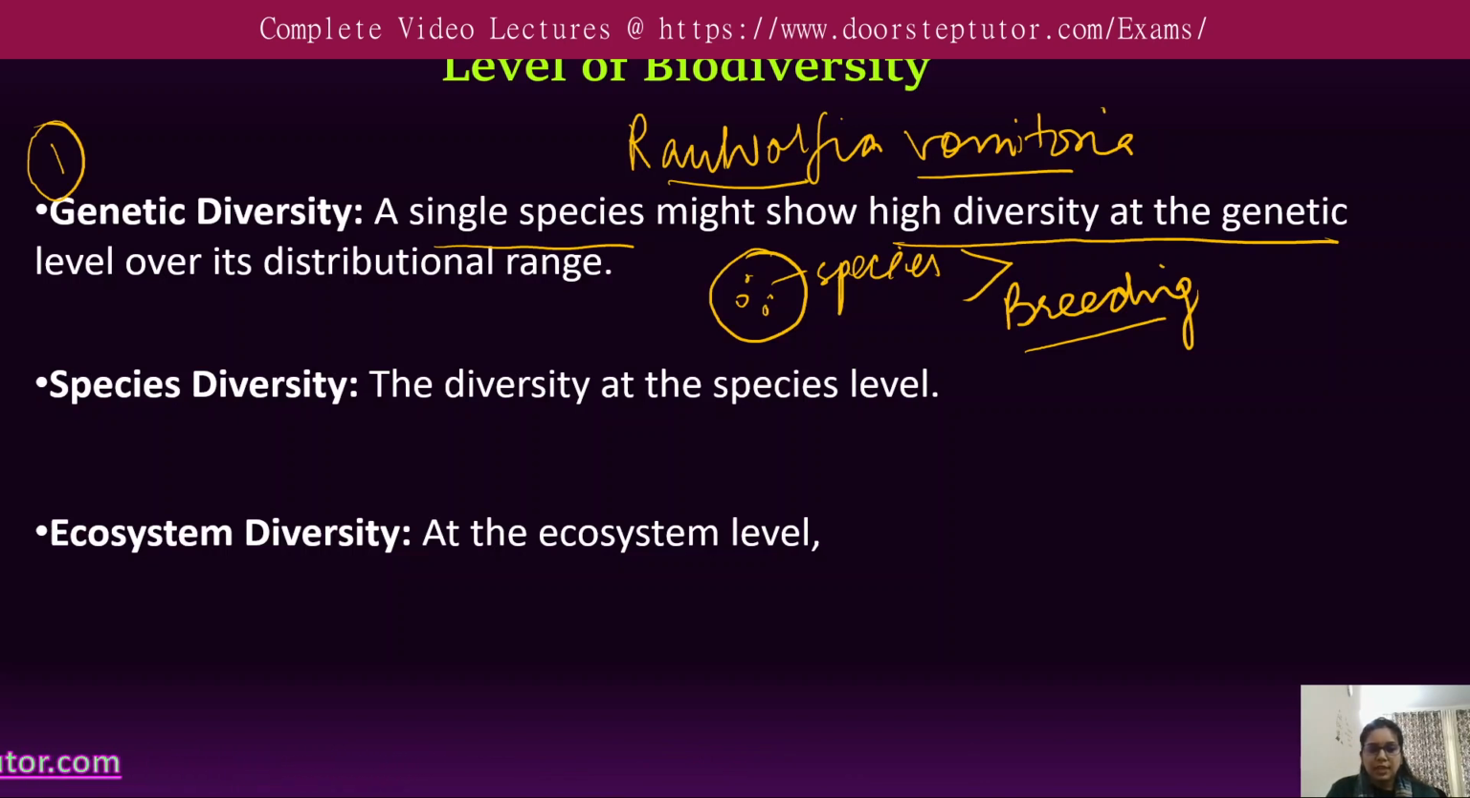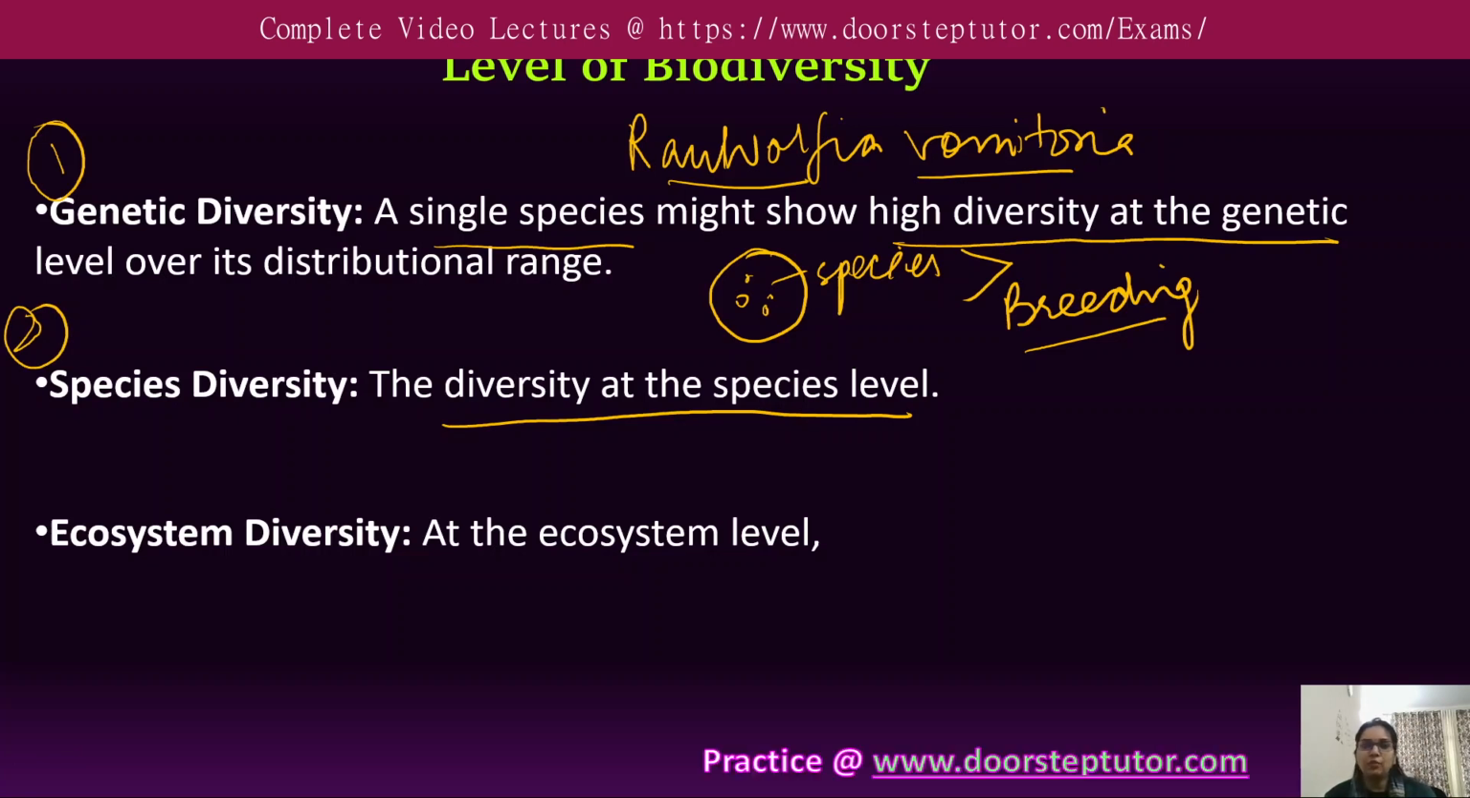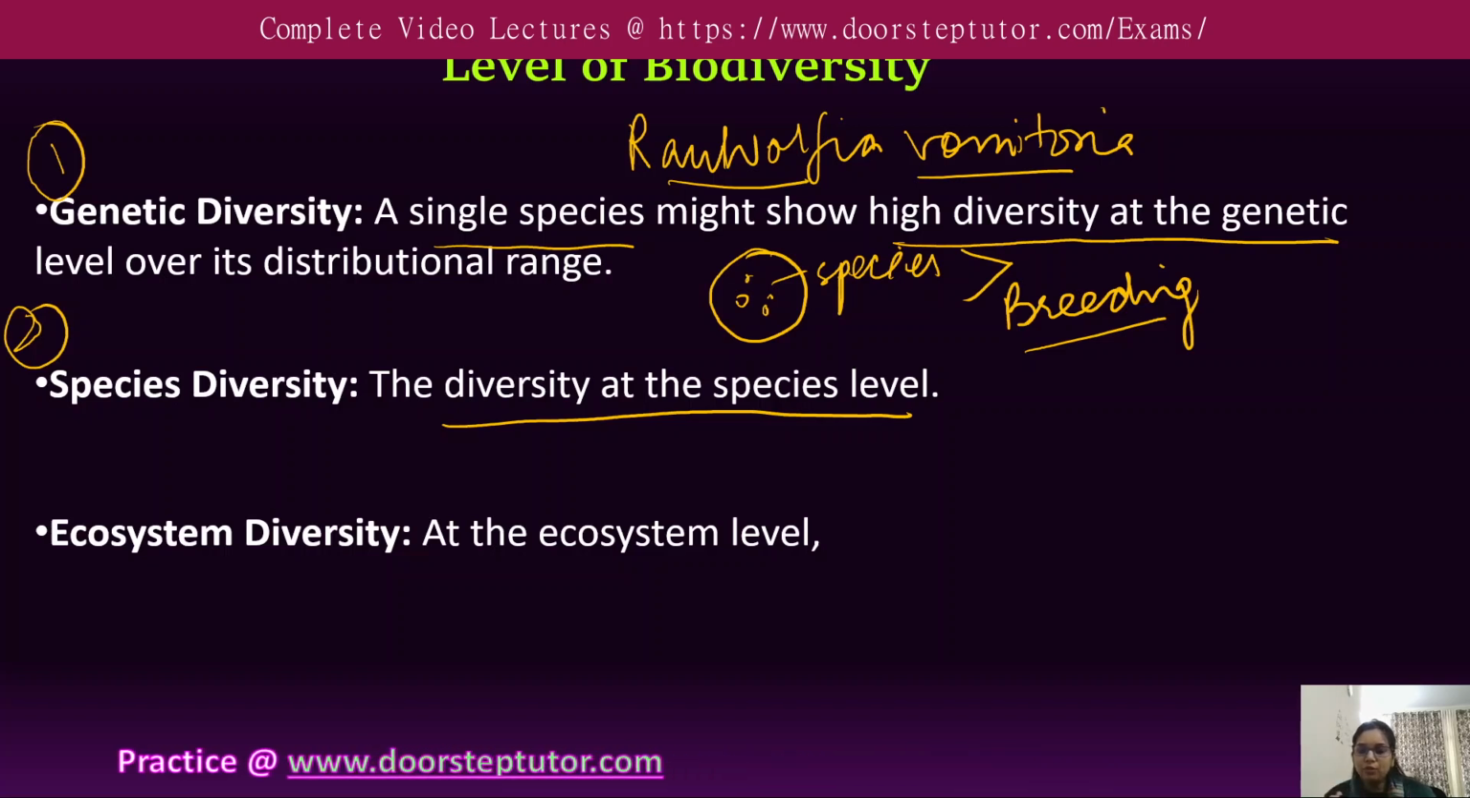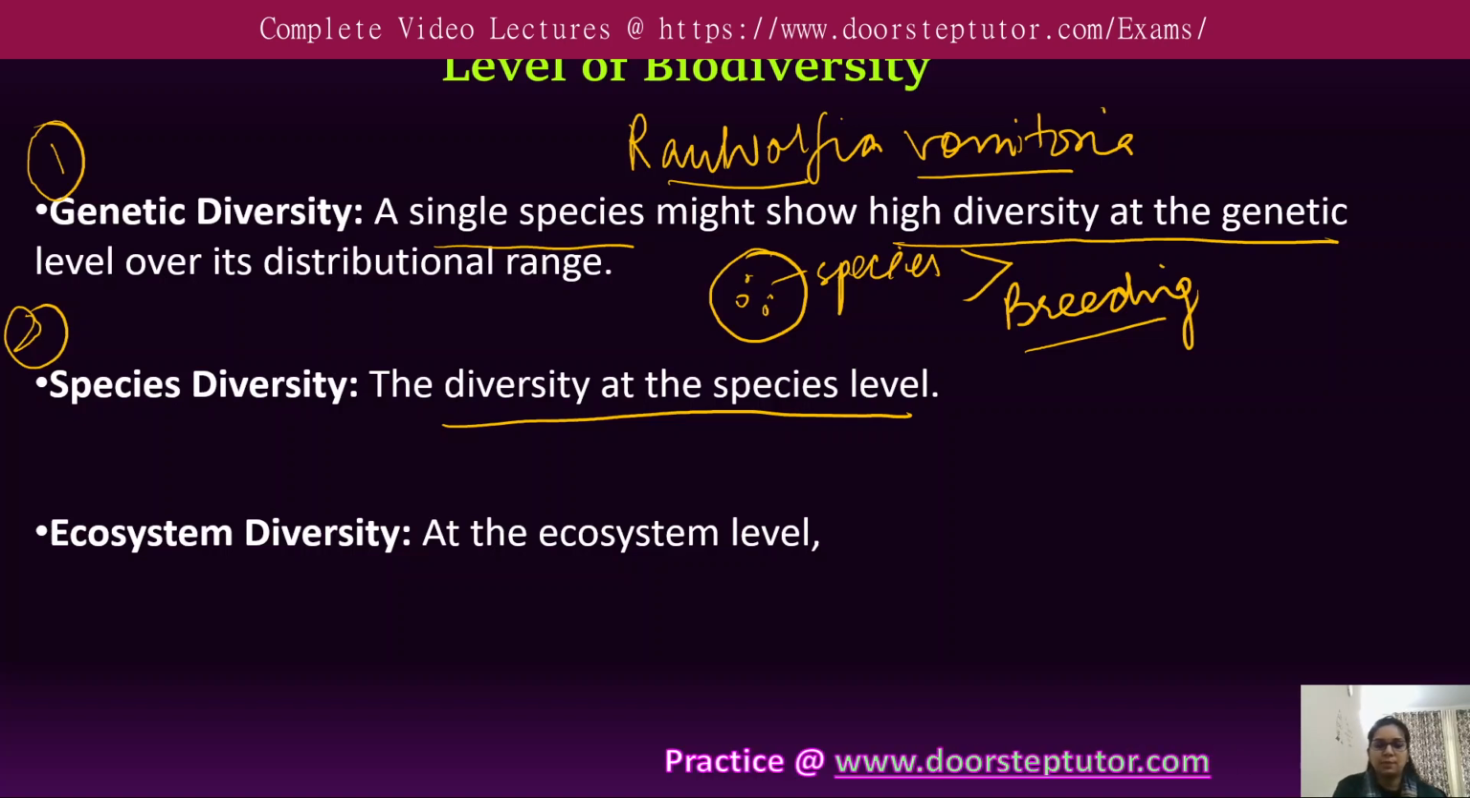Next is species diversity, meaning the diversity at the level of the species in a particular habitat, or on Earth as a whole. A high level of species diversity contributes to ecosystem stability as well as resilience. Each species plays a very unique role in the ecosystem, and the loss of a species can have a cascading effect on the entire ecosystem.